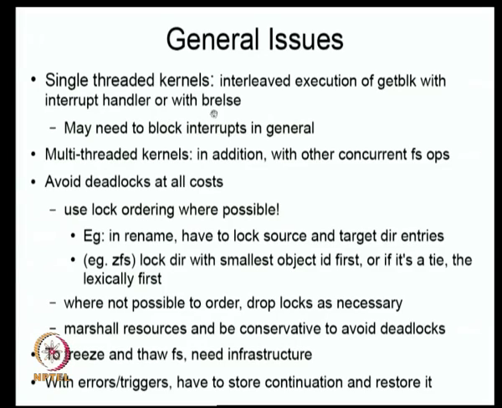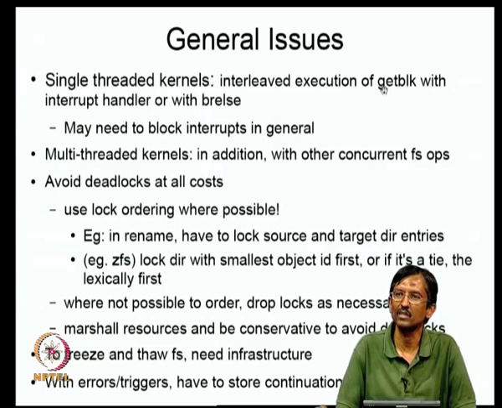So generally, what are the kinds of issues in single thread kernels? As we mentioned before, interleaved execution of things like get block with the interrupt handler, or get block with B release. There are some interleaved executions which can create problems, and you have to work out the details. That means every internal interface, how it interacts with every other interface and with interrupts, has to be worked out. It is painstaking work, but it has to be done. Generally, if you want to avoid thinking about the interrupt handler, you have to block interrupts.